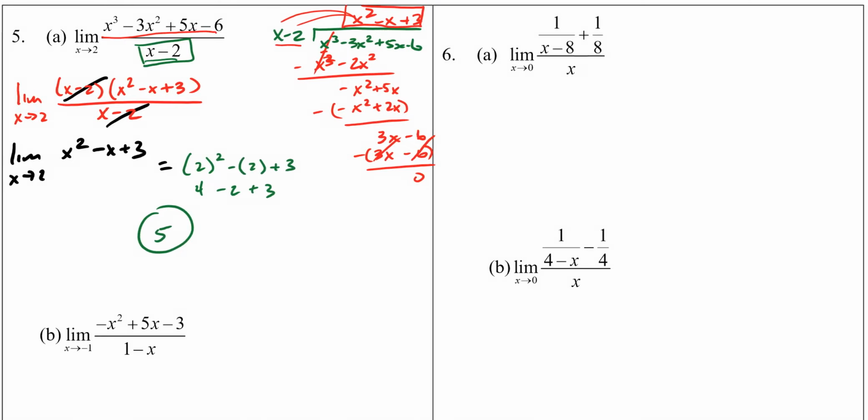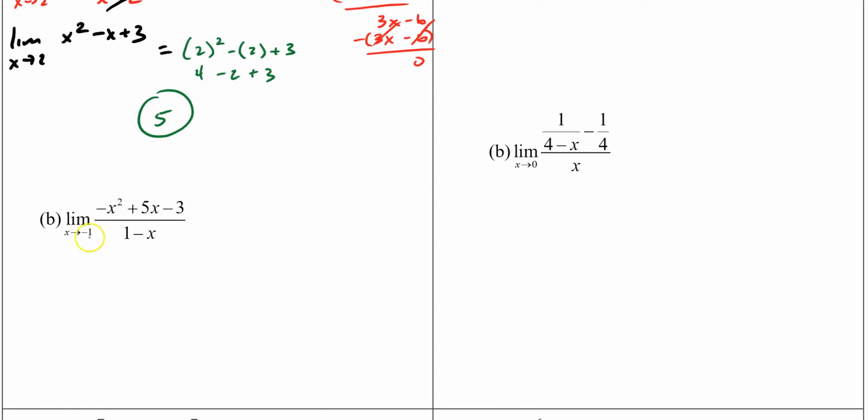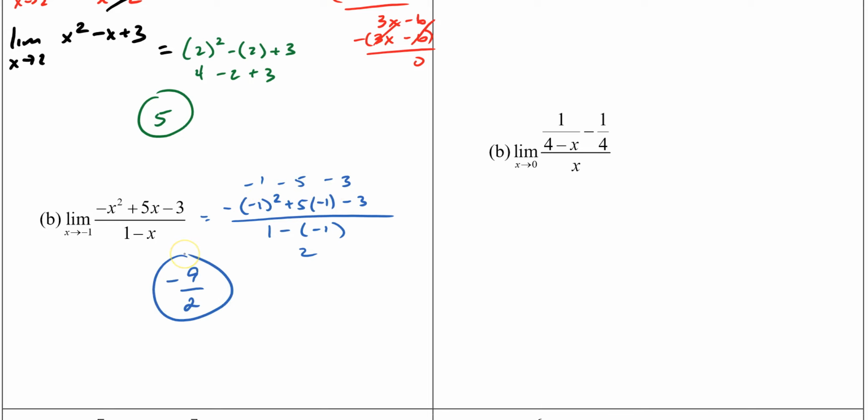Part B. We've got direct substitution here. I'm not going to have an issue because 1 take away -1 is 2. So I can go ahead and just plug it in. So I've got -1 squared plus 5 times -1 minus 3 over 1 minus -1. -1 squared is -1 minus 5 minus 3. And the bottom is going to give me 2. So I'm left with -9 over 2.